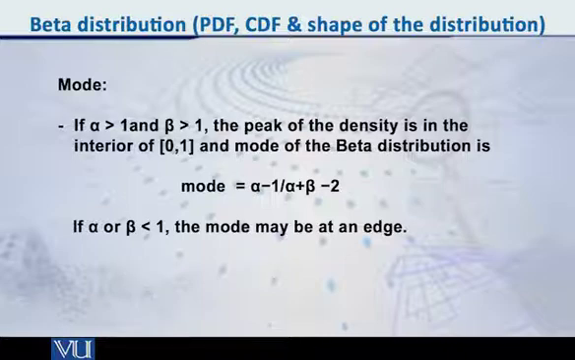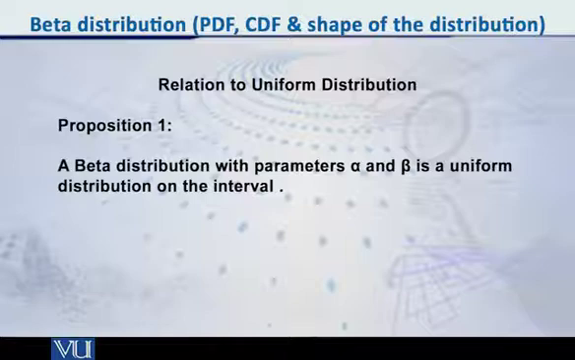If alpha is greater than 1 and beta is also greater than 1, then the peak of the density curve is in the interior of the interval 0 to 1, and therefore the mode is there, and it is given by alpha minus 1 over alpha plus beta minus 2. If alpha or beta is less than 1, the mode would be at an edge, either on this edge or on the other edge.